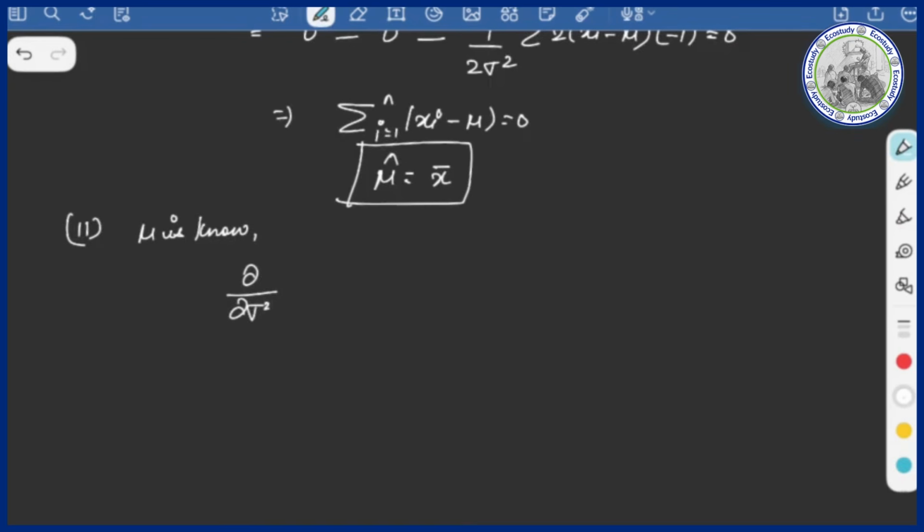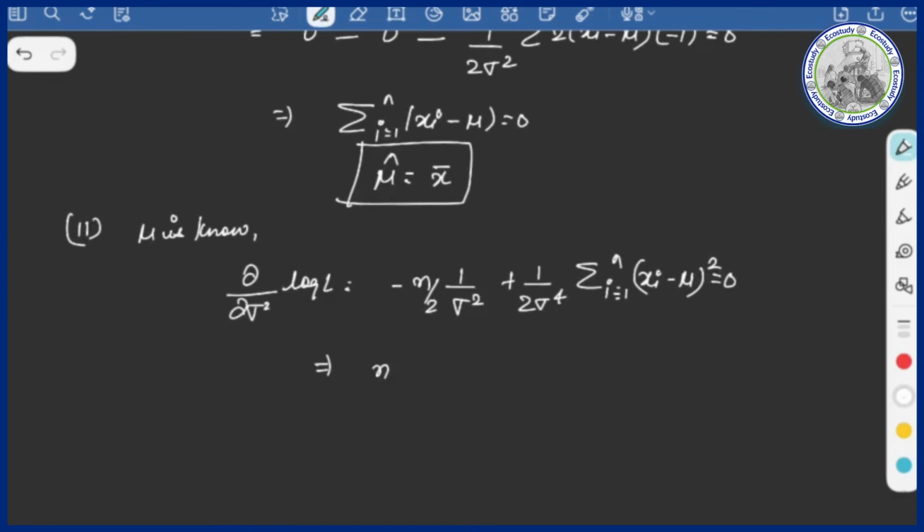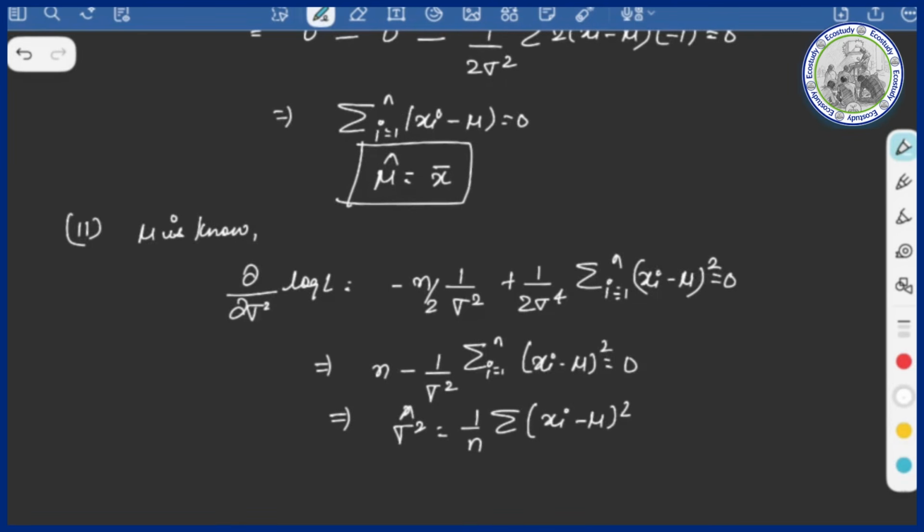so we differentiate with respect to sigma square of log L, and what will we get here? We'll get minus n by 2 into 1 upon sigma square plus 1 upon 2 sigma to the power 4 sum over i equal to 1 to n of (xi minus mu) square is equal to 0. That gives n upon sigma square equal to 1 upon sigma 4 sum of (xi minus mu) square. So sigma square cap is equal to 1 upon n sum of (xi minus mu) square.